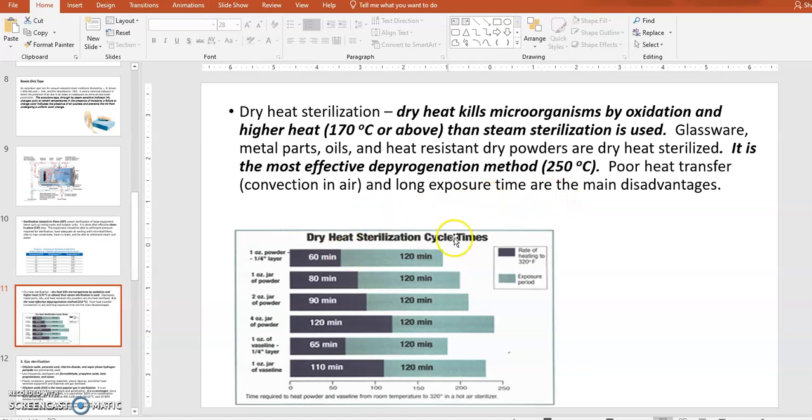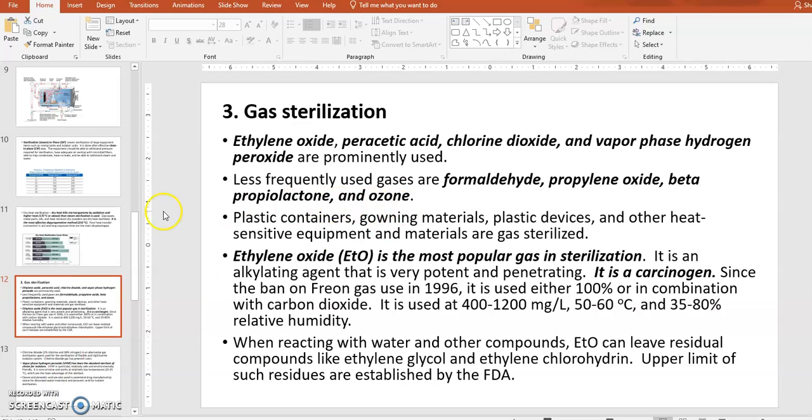So this is the dry heat sterilization cycle time: rate of heat to 320 degrees Fahrenheit, and exposure period. It takes this much time to reach the temperature, and you maintain it this long. That's what it means. So if you're in an autoclave, these different things are the requirements. So heat is one of the efficient sterilization methods, and the next one is gas.